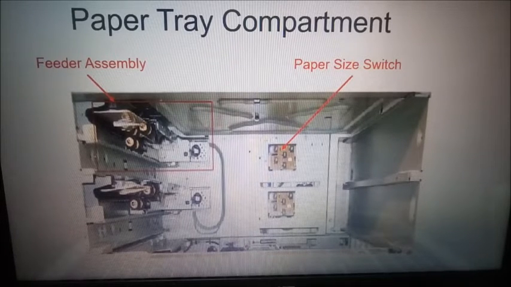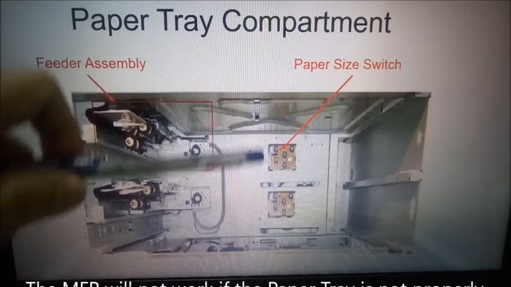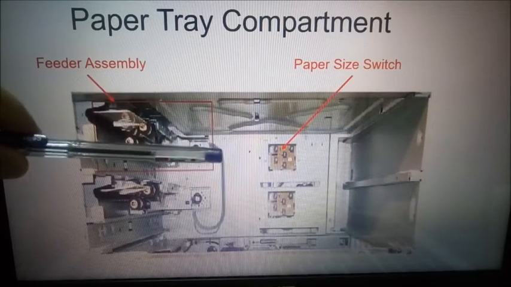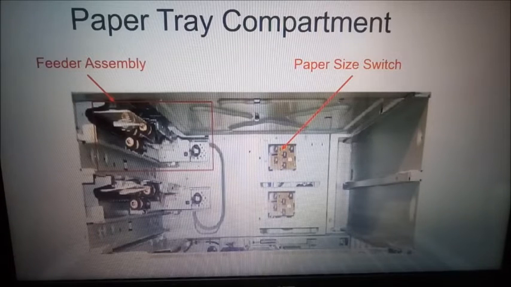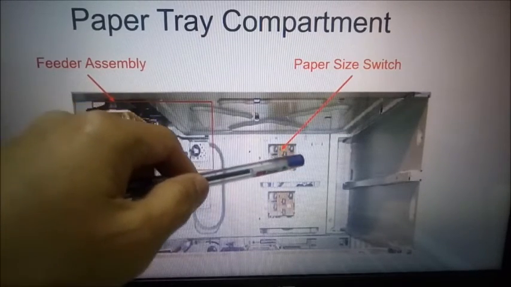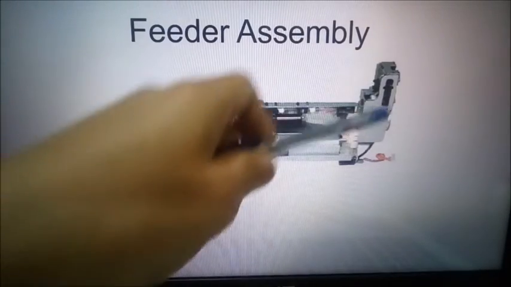So what's the function of this paper size switch? This is the one that informs the machine that there is paper pushed inside or inserted inside the compartment. So it will inform that there is paper in tray 1 and 2, and it will also inform what paper size is inside the tray, which is A3 or A4 or A5. Okay, so that's the function of this paper size switch.